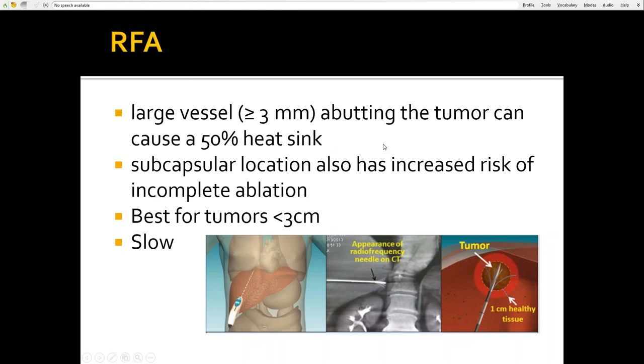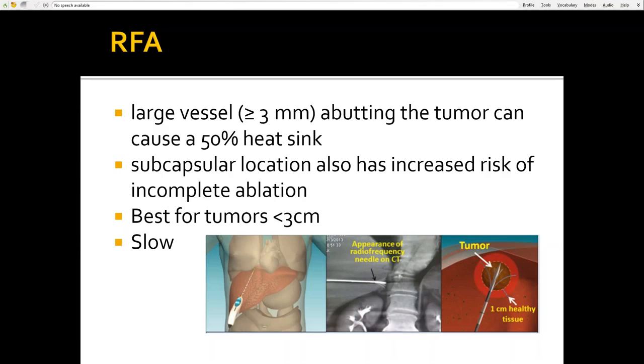So again, one thing you have to worry about are the vessels nearby. You don't want to be too close to larger vessels because that can suck some of the heat that's being given off by the probe and not give you the burn that's necessary in order to treat the tumor. So when evaluating a patient, you've got to figure out, okay, what large structures are nearby? Sometimes you have to turn the actual handle of the probe itself to try to avoid a heat sink effect. Again, subcapsular tumors can be harder to treat because of location.